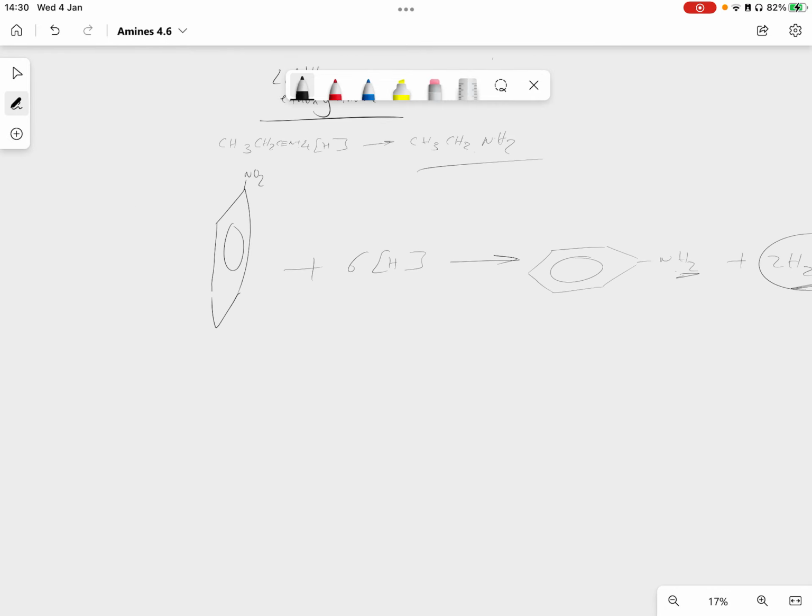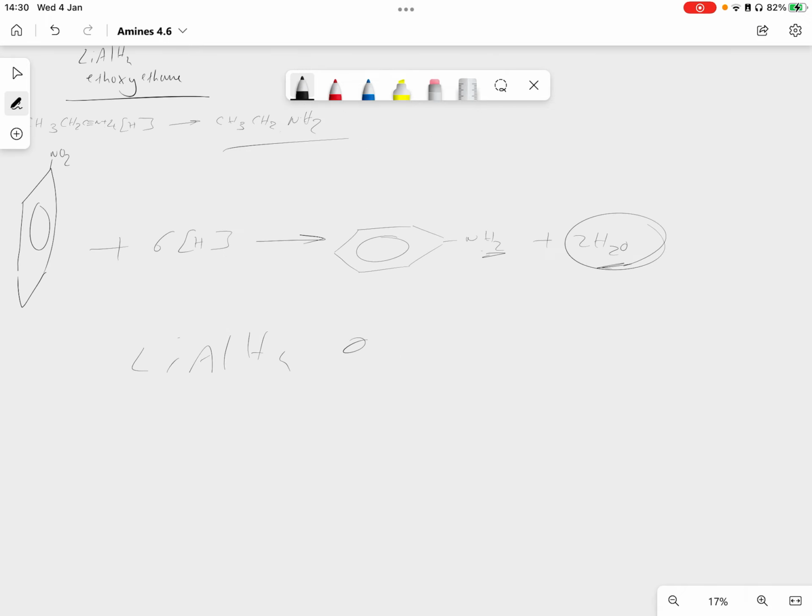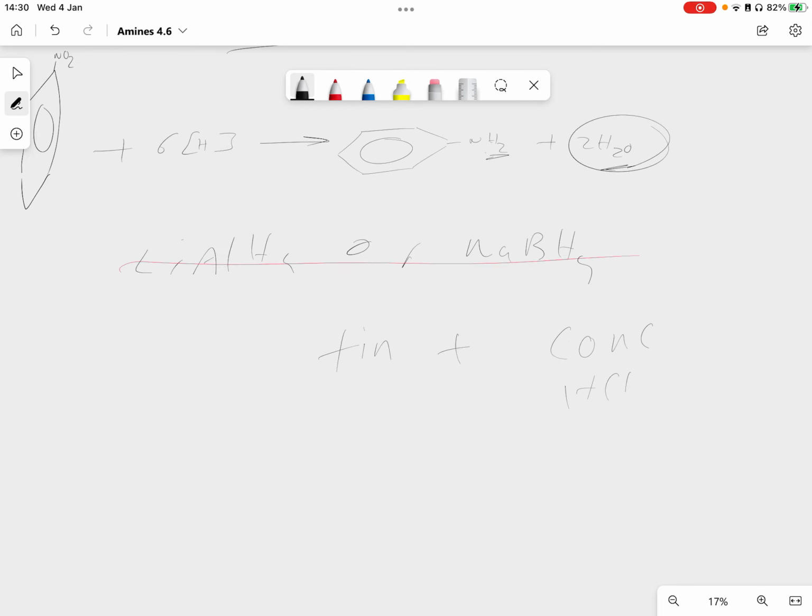Now the reducing agent for this, we actually don't use our usual LiAlH4 or NaBH4. We don't use any of them. Instead, we're going to use tin and concentrated HCl, heat it and reflux it. But because the reactants and products are flammable, we do this in a boiling water bath to heat to avoid flames. That's like a safety precaution.